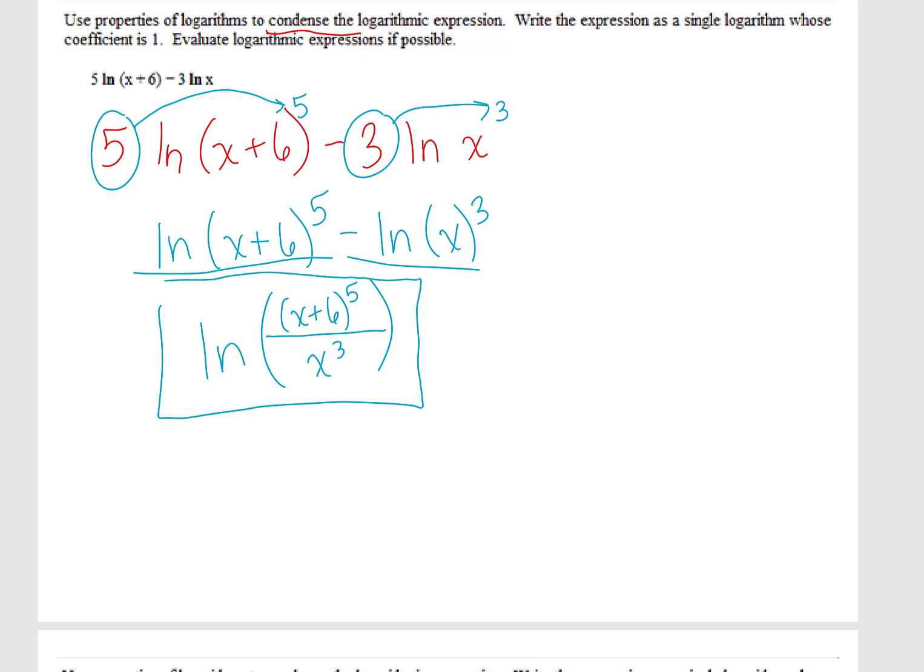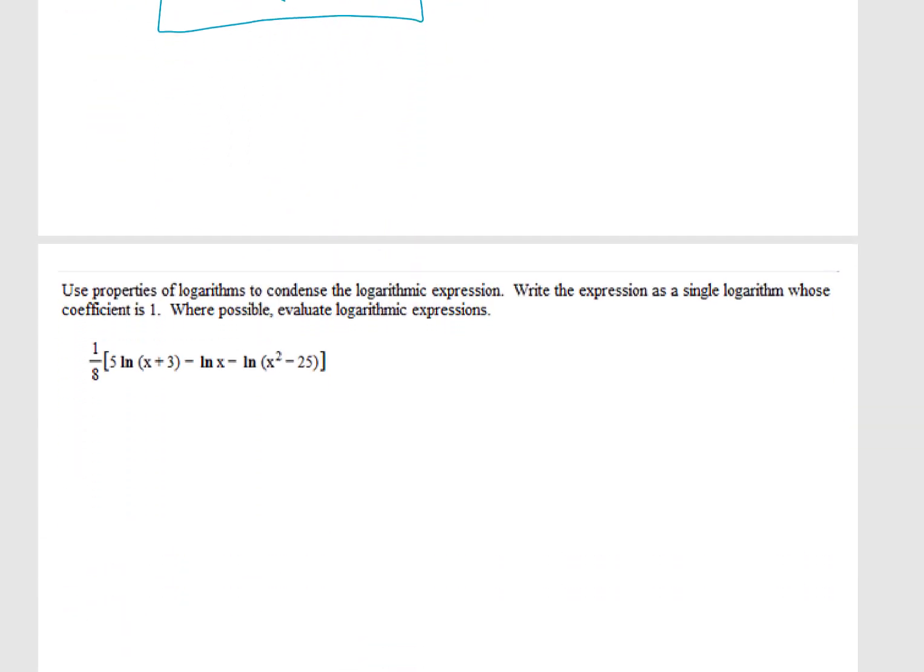I promise you, the more you do these, the better it gets. I'm not going to say you're going to be a pro at it, because maybe you won't, and that's okay. But the more you practice, the less foreign it feels. So practice, practice, practice.